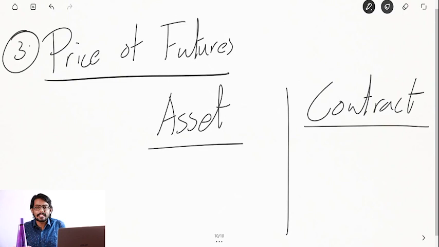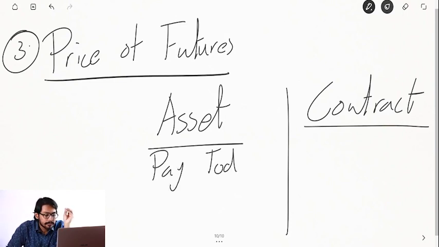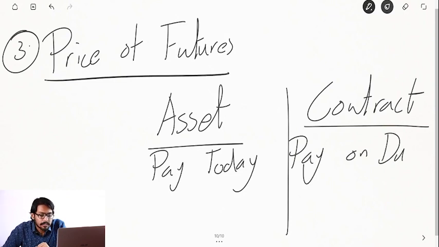Or rather, what is the difference between the actual building and the contract to buy this building? Now, if you bought the building today, you have to pay today itself. If you are buying a future, if you are buying a contract, do you have to pay today? No. Future is only a contract. You have to pay only after 1 year, on the due date. So, asset means you have to pay today, contract means you have to pay on due date.